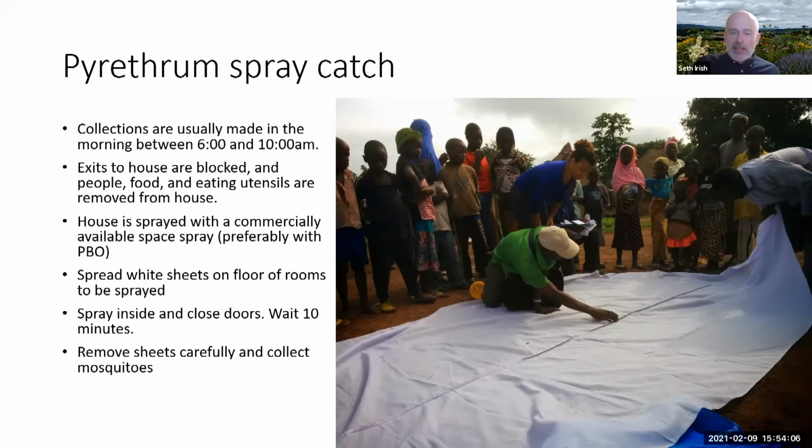And then they lay them flat outside to look for the mosquitoes. You can see that our entomologist is down on the ground looking and collecting the mosquitoes that were knocked down.